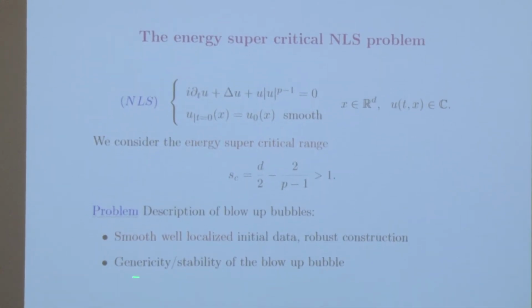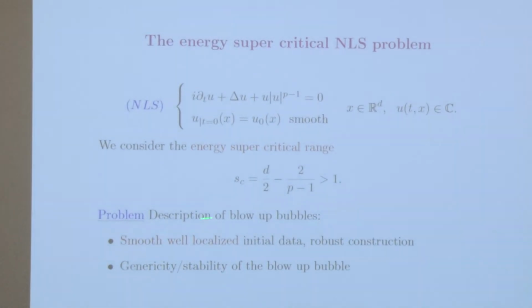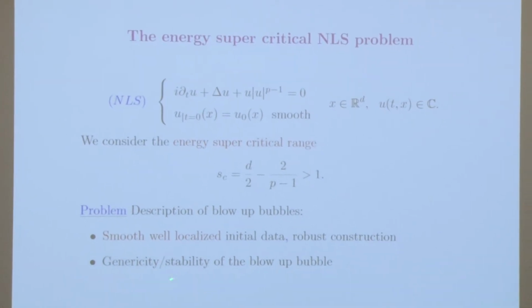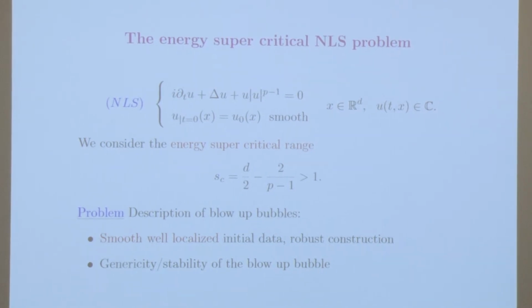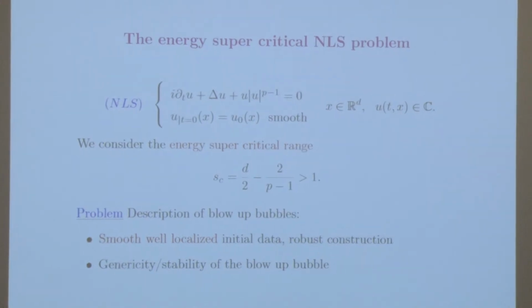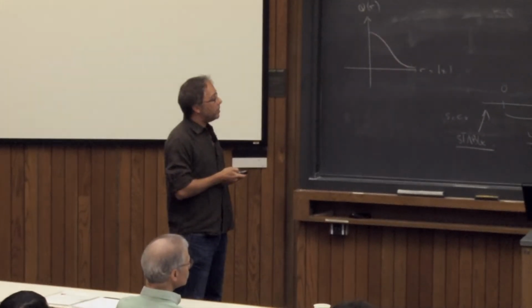And then I want to understand the emergence of singularity from smooth well-localized data. And I want to understand whether the kind of things I'm thinking of are generic or not generic. I mean, what's going on here? So how do you address such a problem?